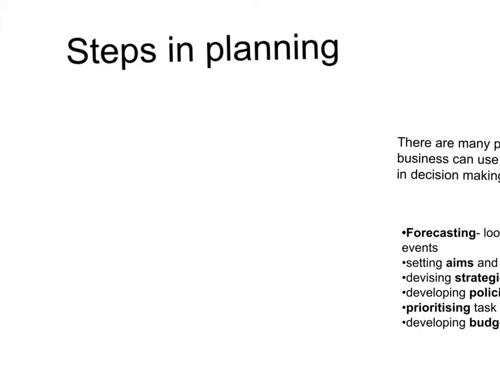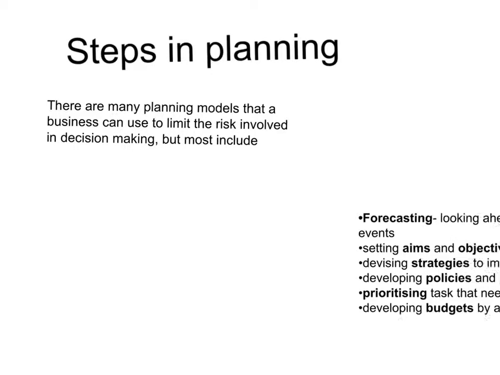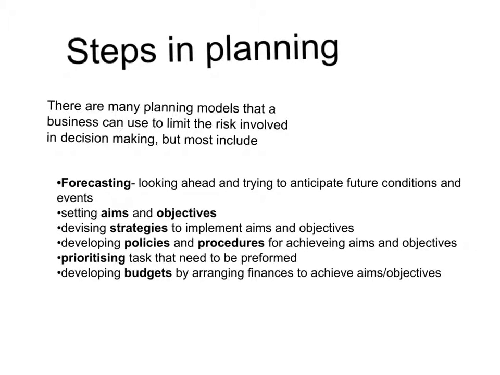Steps in planning. There are many planning models that a business can use to limit the risk involved in decision making, but most include forecasting, looking ahead and trying to anticipate future conditions and events, setting aims and objectives, devising strategies to implement aims and objectives, developing policies and procedures for achieving aims and objectives, prioritizing tasks that need to be performed, developing budgets by arranging finance to achieve aims and objectives.